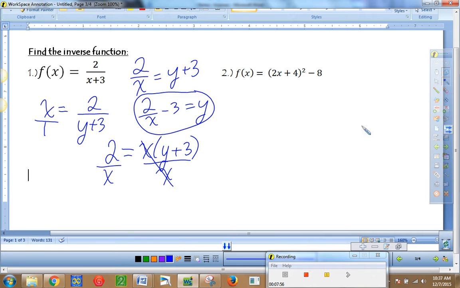It's not that you were wrong. It's just that the other one is equivalent. Okay? So you got to write it as f inverse of x equals 2 over x minus 3. But what did the answer in your homework say?